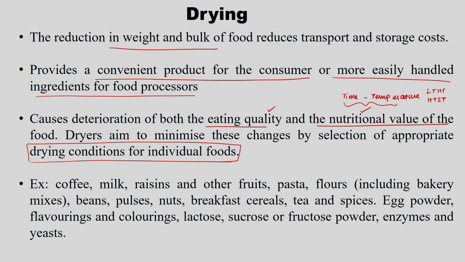So, the examples for dried foods are coffee, milk, raisins and other fruits. This is very much famous, dry fruits, and pasta, flours. These flours include the bakery mixes, beans, pulses, nuts, breakfast cereals, tea and spices, and egg powder, flavorings and colorings, lactose, sucrose or fructose powder, enzymes and yeast. So, everything comes as a dried powder with reduced water activity, so as not to contaminate further.